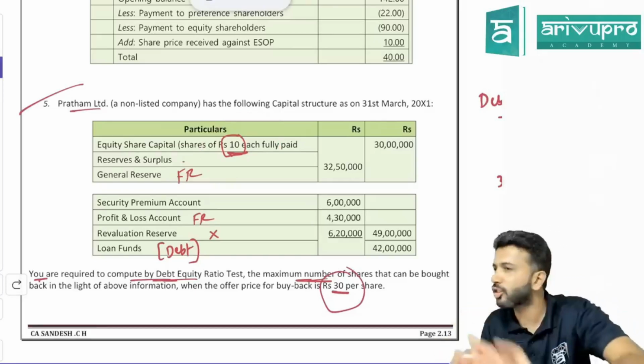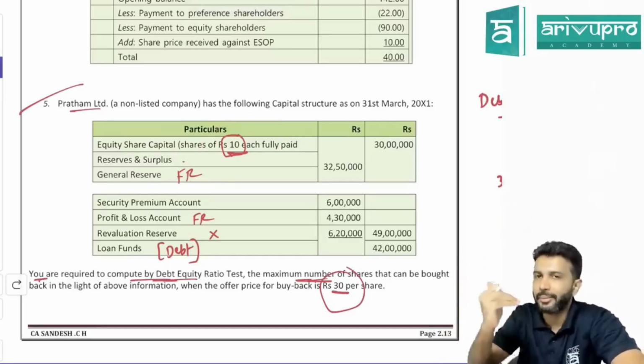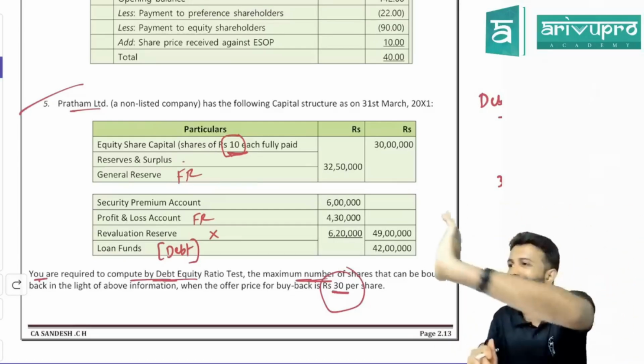So can we quickly run through this? What does our debt equity test say? Debt divided by equity should not exceed 2.